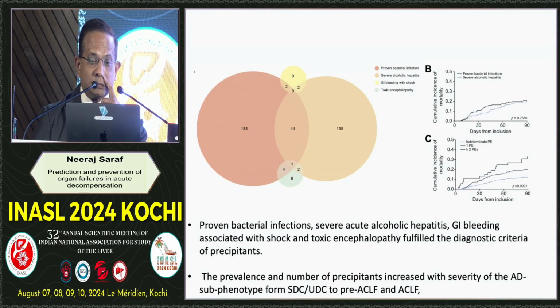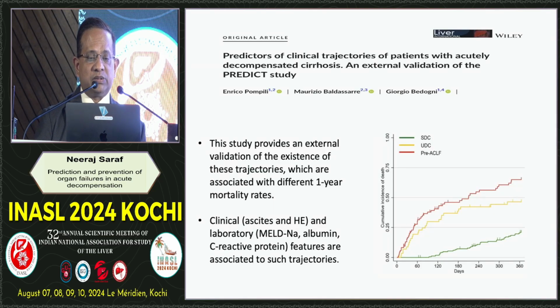organ failure. So proven bacterial infections, severe alcoholic hepatitis, GI bleed with shock and toxic encephalopathy fulfilled the diagnostic criteria of precipitants in this study. And so this study demonstrated these 4 major precipitants which led to organ failure in acute decompensation.